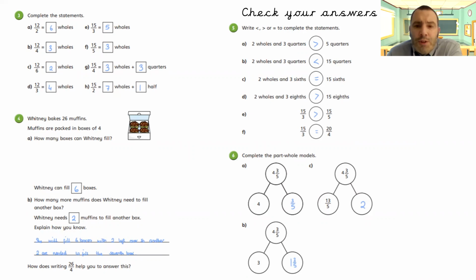Completing the part whole models. So A, 4 3/5. So 3/5 is your missing answer. B, 4 3/5 is our whole. 1 3/5 has been taken away from the part as one of the parts. So what's left is 3 wholes. C, 4 3/5. So we've taken 1 3/5. That's the same as 2 3/5. So the missing number was 2.